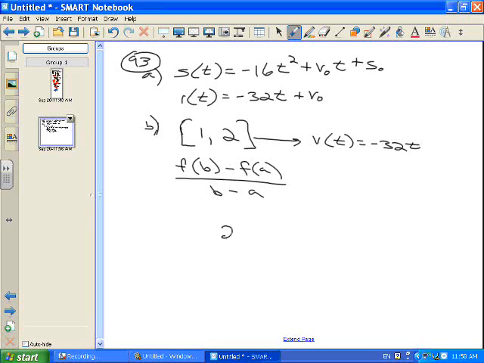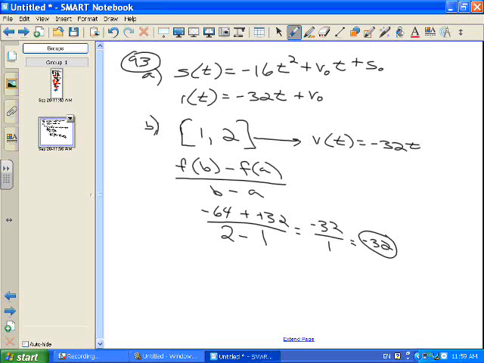So my B is 2, my A is 1, and then my f of B is when I plug 2 into that, so I get negative 64, minus when I plug my A in there, I get a negative 32. So I'm going to end up getting negative 32 over 1. Negative 32. So that's the average velocity on the interval 1, 2.